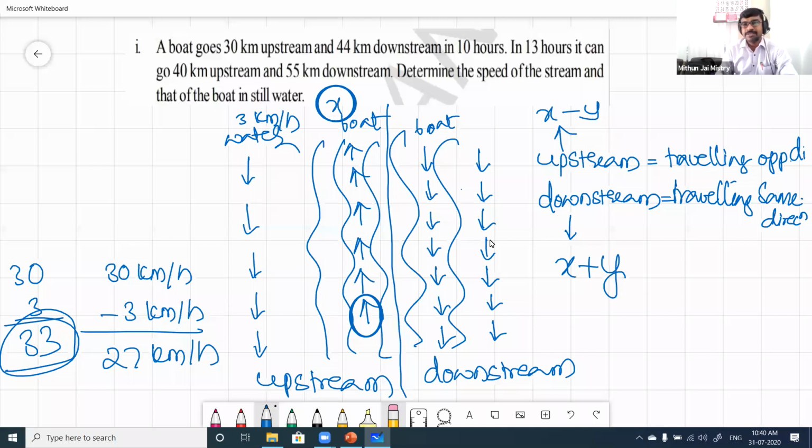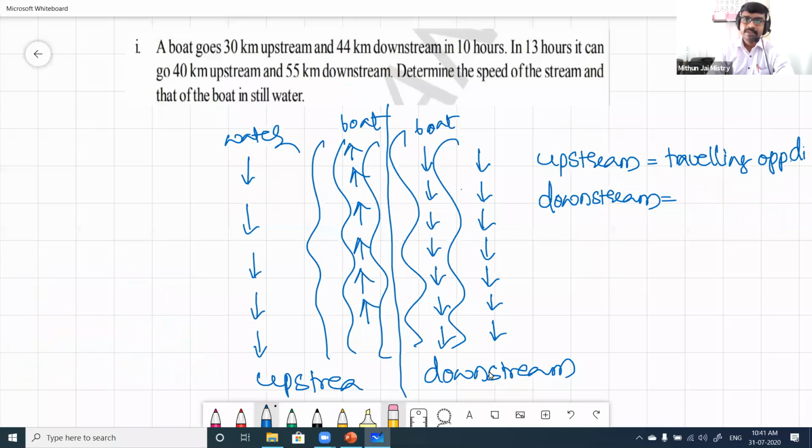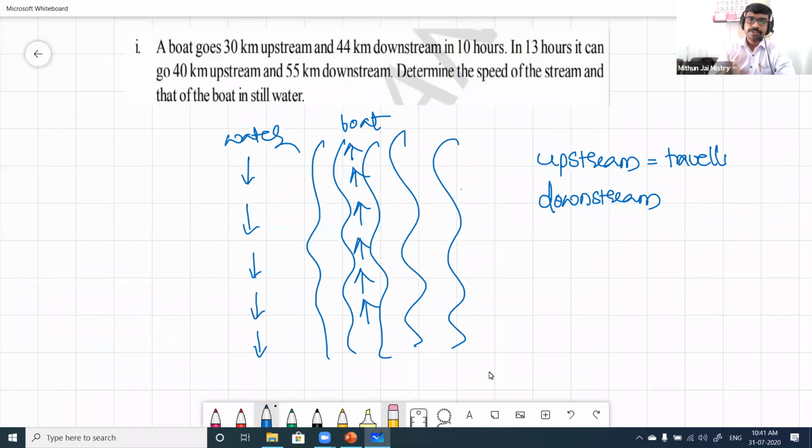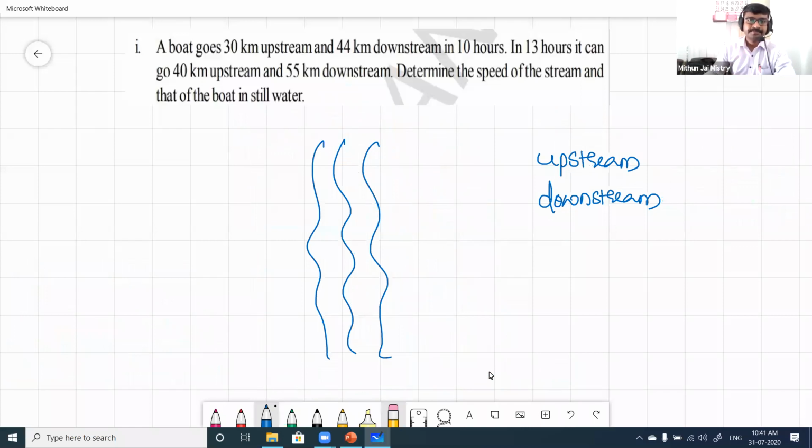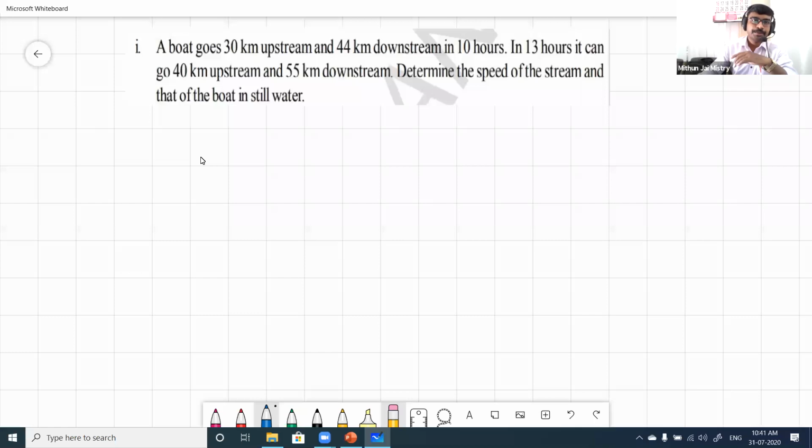So finally, what I want to tell you is that the relative speed downstream is the sum of the speeds, and the relative speed upstream is the difference of the speeds. This is something which I want you to understand before solving the question. Now let us go to the solution. I hope everybody understood upstream and downstream. Understood? Okay, thank you.